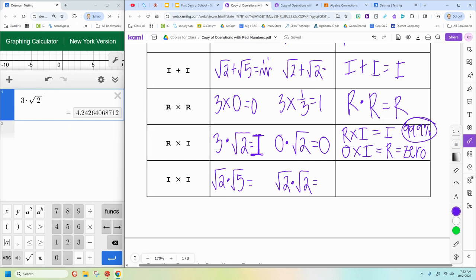We'll talk later. Okay, what was radical 2 times radical 5? Was it nice or was it ugly? Ugly. But, friends, what happened here? It turned out to be 2. So this is the other one that can be yucky. An irrational times an irrational often is irrational, but I can also have an irrational times another irrational that turns out to be this. And it doesn't have to be a duplicate.